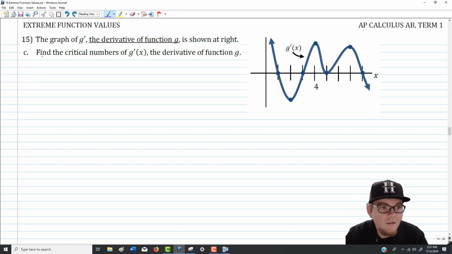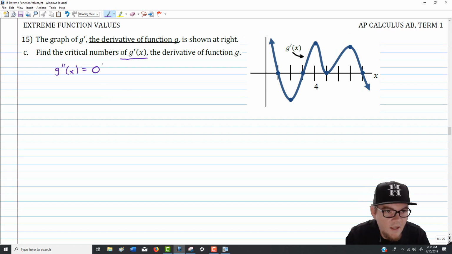In 15C, this question provides us a graph of G prime. So this is G prime of x, not G. We are told to find the critical numbers of G prime of x. That's what we're trying to figure out here. What are the critical numbers for the derivative? Following the definition, it would be worth asking yourself, isn't that just like saying, when does G double prime equal 0? I'm not going to include undefined here because it looks like a polynomial, but setting that aside, isn't that the same thing?